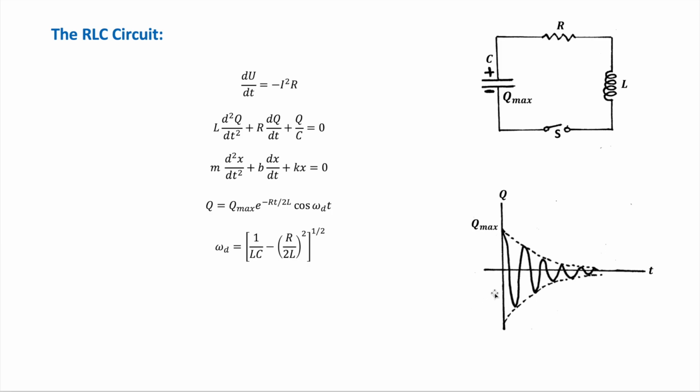So you see here that the maximum value of Q decreases after each oscillation, the same way the amplitude of a damped harmonic oscillator decreases with time.